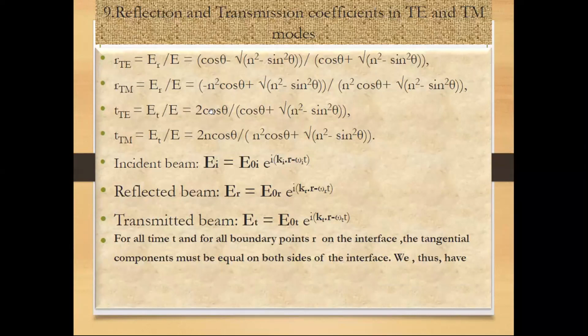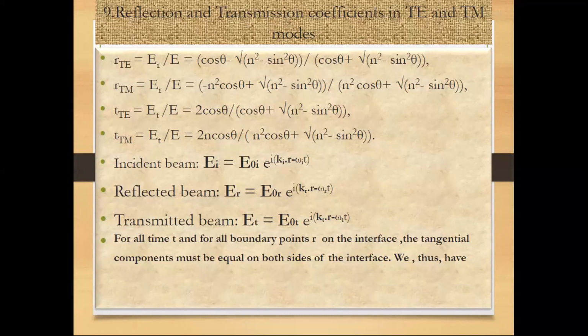Yeah, the reflection and transmission coefficients we calculate now. I have not calculated them in this slide. I have simply shown the results that we shall get after calculation. RT I have defined, as I already told you, as ER upon E, which will be cos theta minus the square root of n square minus sine square theta, and all that stuff. RTM will be what is written there. I don't need to repeat.